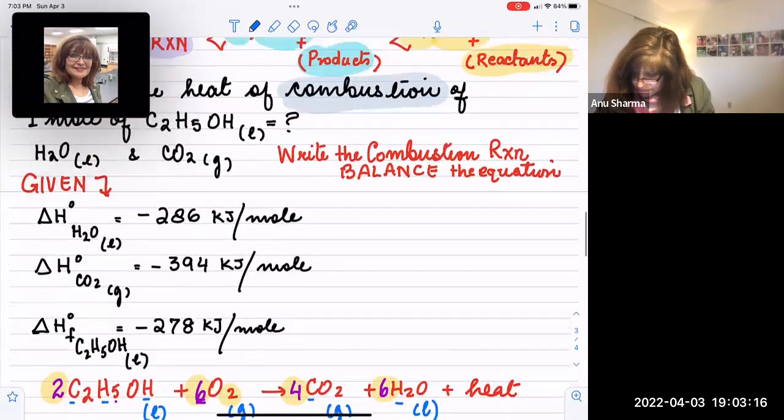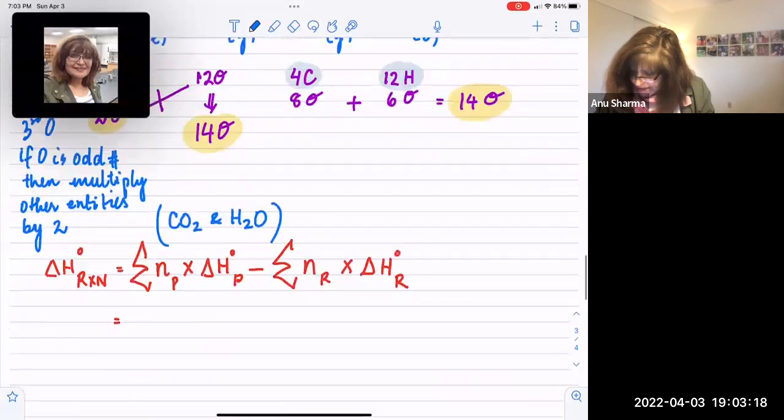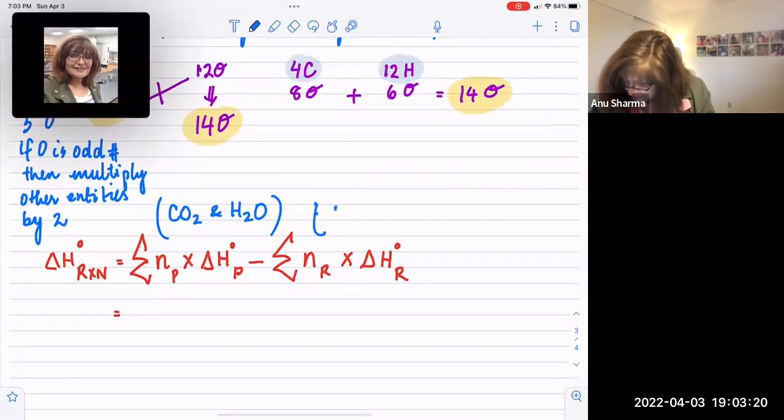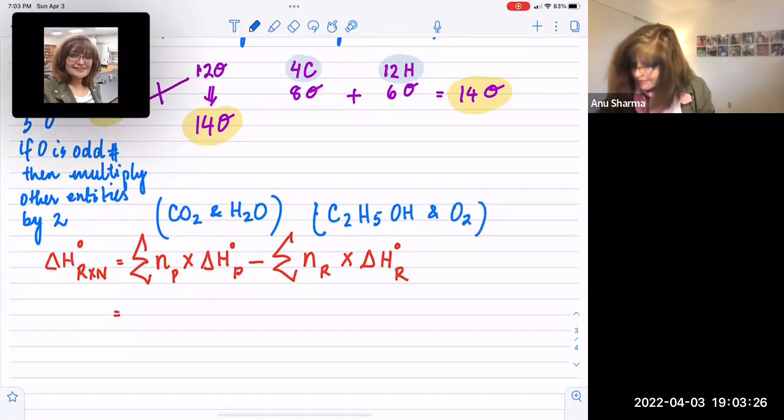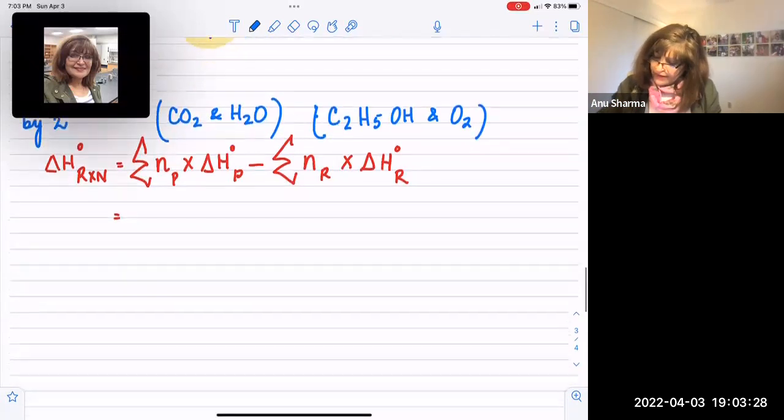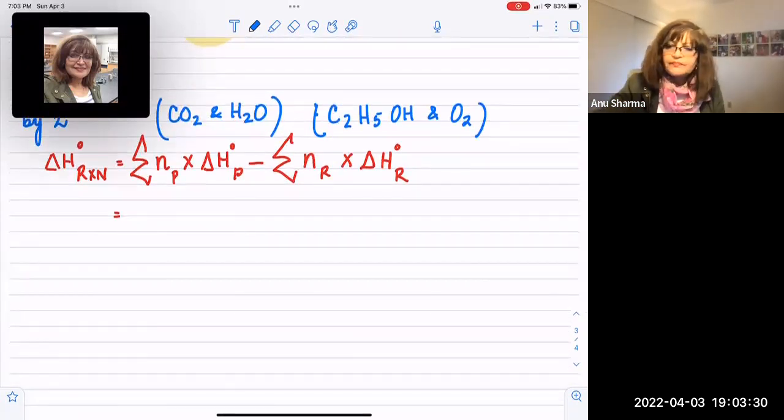The reactants are C2H5OH and, so here, C2H5OH and O2. Sorry, not carbon dioxide, but O2. All right. Now let's set this up.